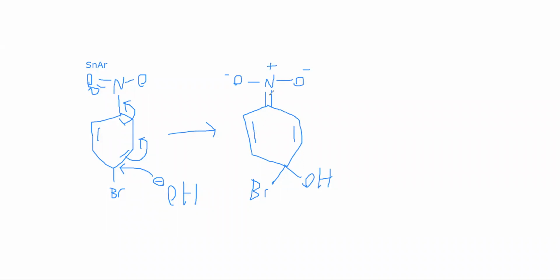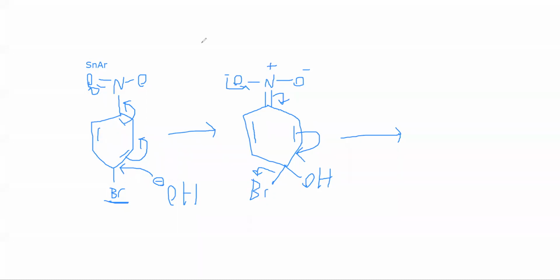And then the rest of the mechanism is basically just the nitro group reforming, the electrons going in the opposite direction, so you can kick out the leaving group. I don't think you have to show this whole thing. Maybe you could theoretically just show the hydroxide adding and the bromine getting kicked out, but this electron flow explains why having the electron withdrawing group ortho or para to the leaving group makes this work.